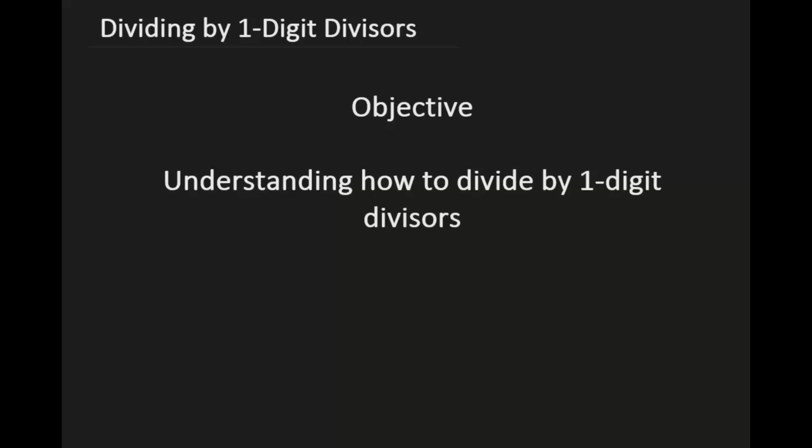So today our objective will be understanding how to divide by one-digit divisors. We're going to underline our main parts of the objective. So, how to divide by one-digit divisors. I pretty much underlined everything except understand, but our objective was really short today. That's probably why I had to underline almost the whole thing.